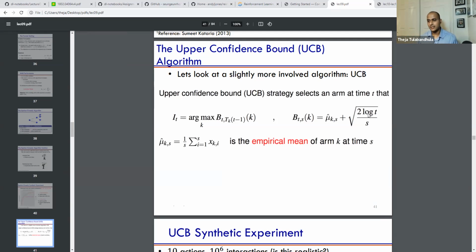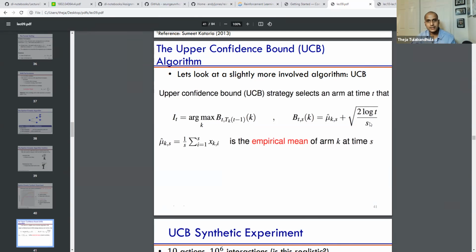If you have interacted with your users up to the 1000th time, then little t is 1000. So it's just a function of t. But the denominator is interesting. The denominator is actually saying how many times have you played this arm?